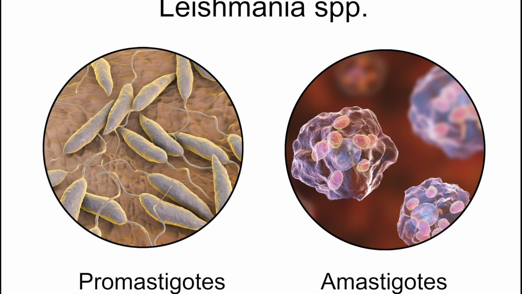Promastigotes, for the most part, are going to use amino acids like proline and alanine as a carbon and energy source, where the amastigotes, they're going to rely a lot more on glucose and fatty acids for their energy.